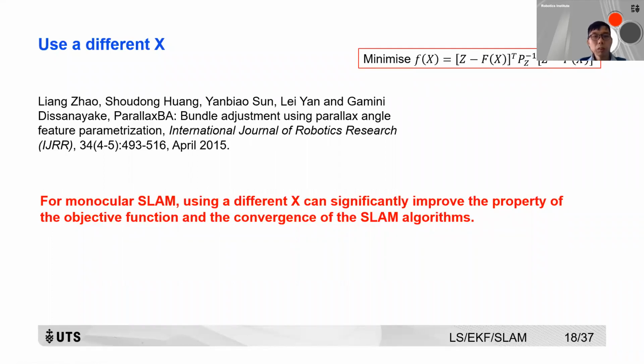Here we consider monocular SLAM, so the observations are basically the image points. And we formulate the problem differently, mainly using a different x. We represent point features not using x, y, z, but using parallax angles and other angles. This way, we come up with a much better optimization problem with much better convergence. So in this piece of work, we use a different x and got a good algorithm.